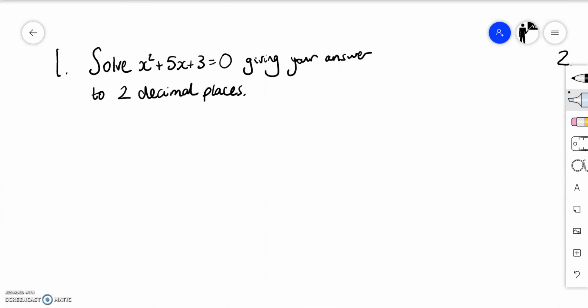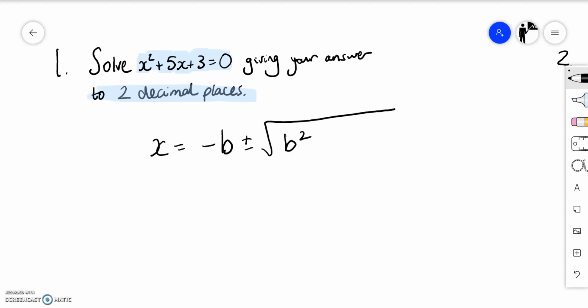Solve this equation, giving your answer to two decimal places. So we've got a quadratic equation. It's a quadratic equation because the highest power is squared, and it tells us to round our answer. So because of that, we're going to use the quadratic formula. So it's minus b plus or minus the square root of b squared minus 4ac, and that is all over 2a. Okay, the full thing is over 2a. Sometimes people just do the first term over 2a.